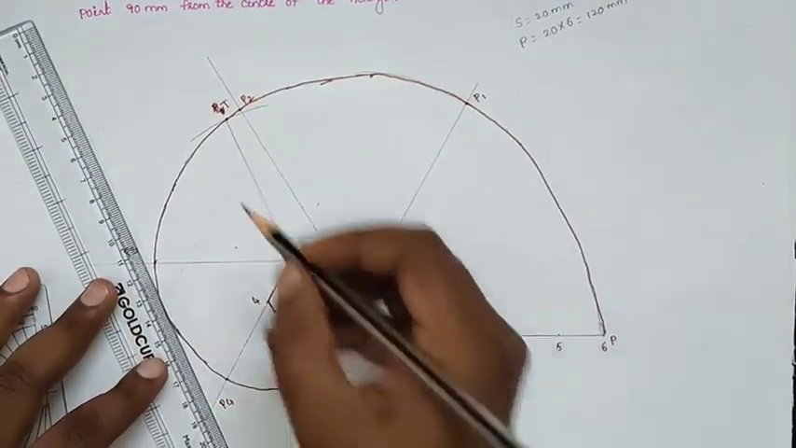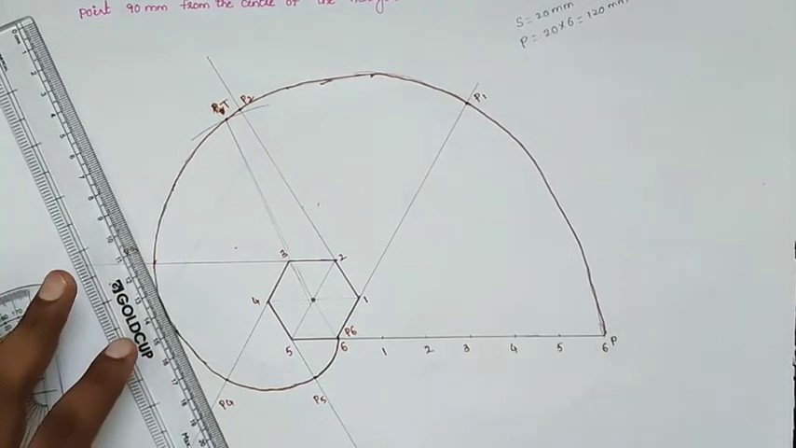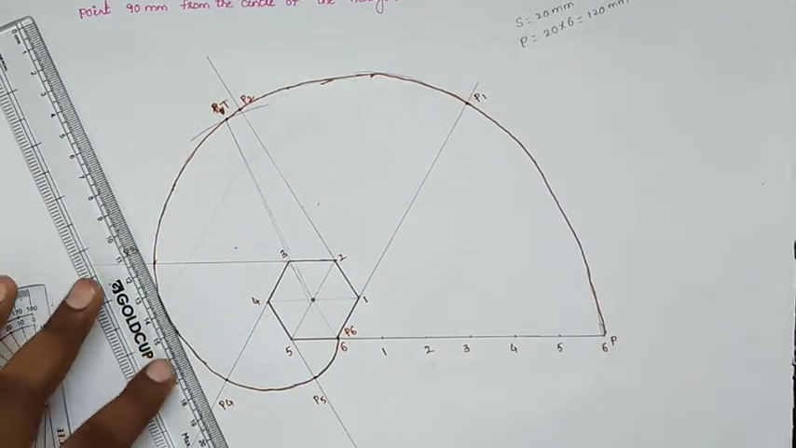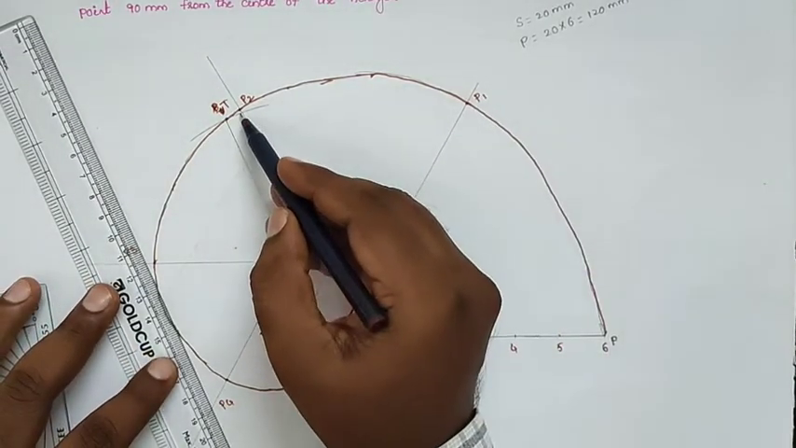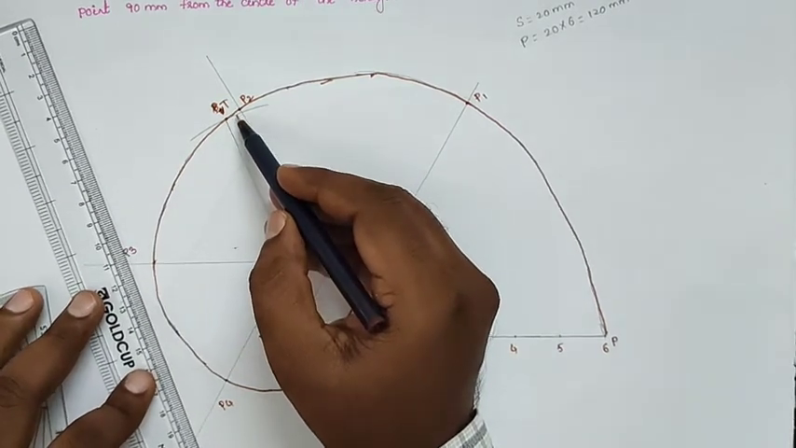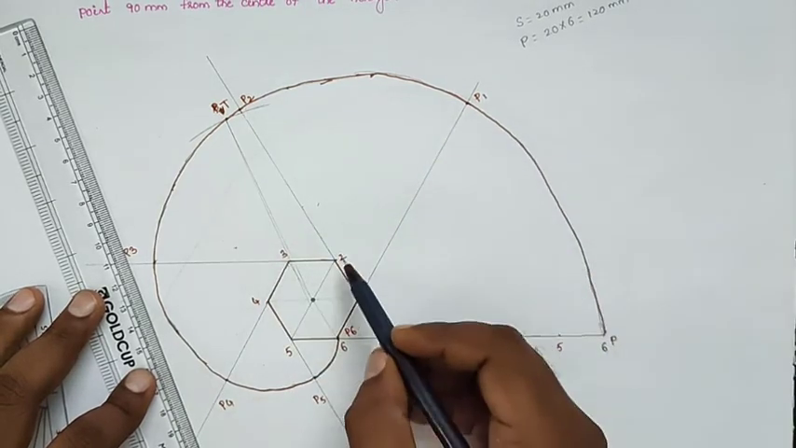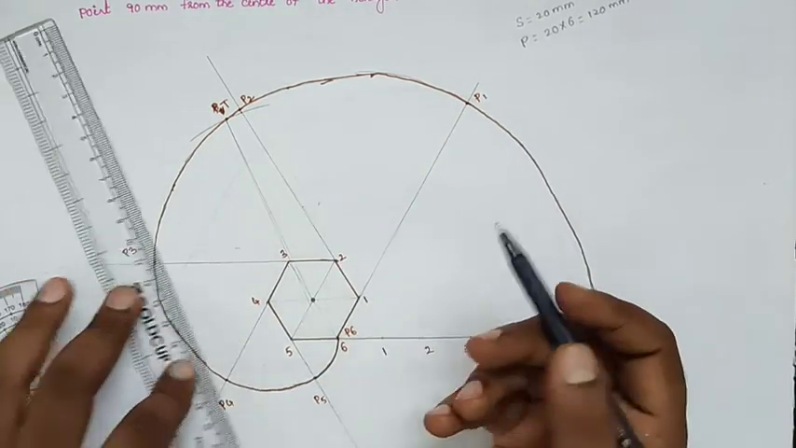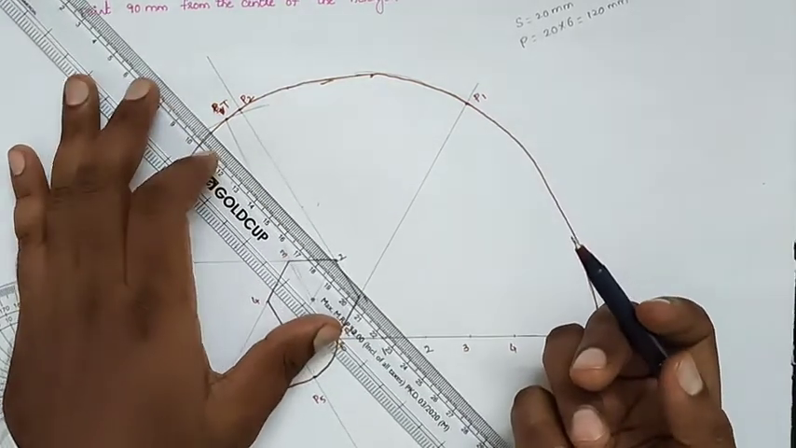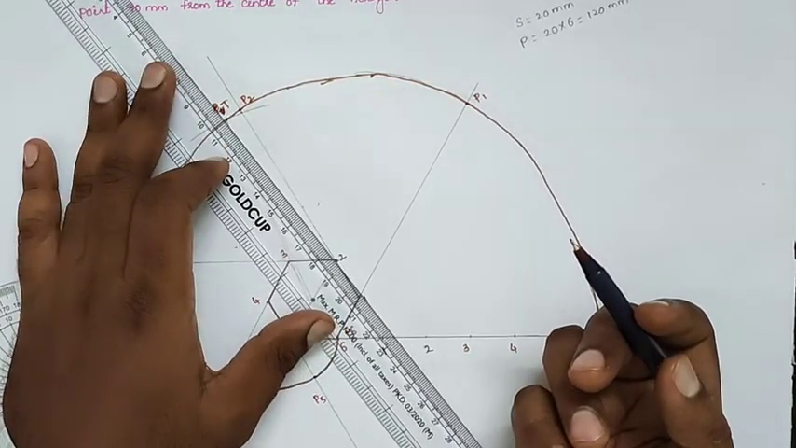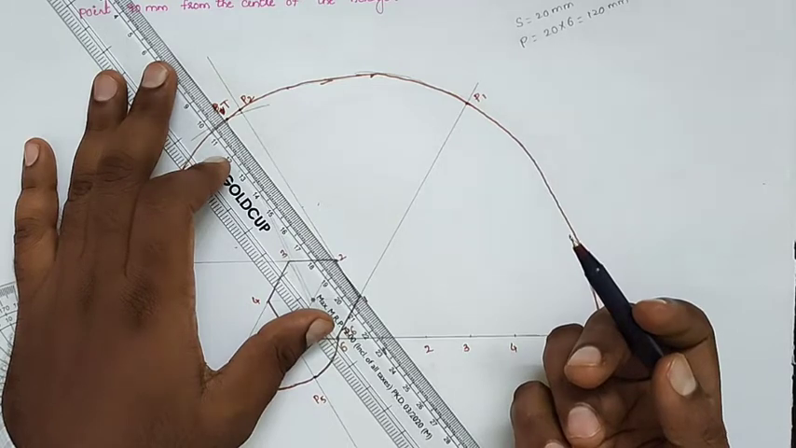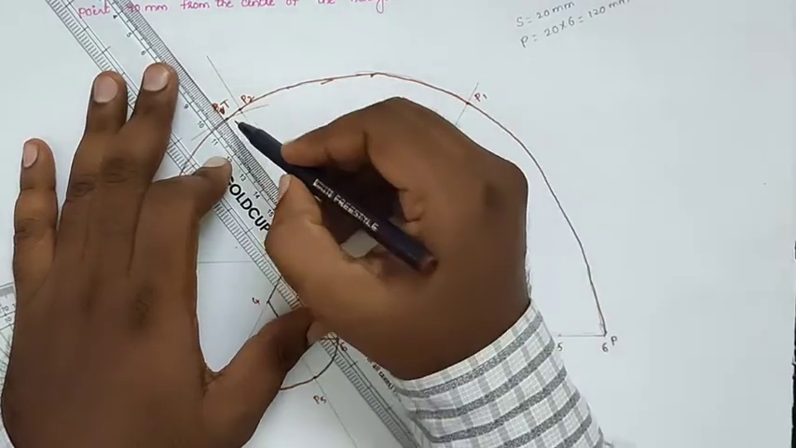Join the center and the point T. If you see that this point T is very near to P2, we can find out which point it is nearest to. So point P2 can be drawn from the point 2. Take 2, join 2 and T, and extend this line.